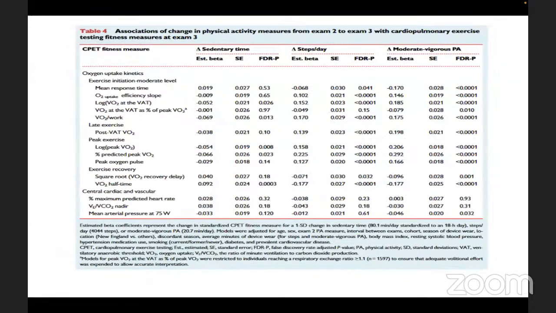This table actually studies the association of change in physical activity measures from exam 2 and 3 with cardiopulmonary exercise testing fitness at exam 3. All these measures actually are for the 3 components: the sedentary time, the steps, and the MVPA. Next, please.